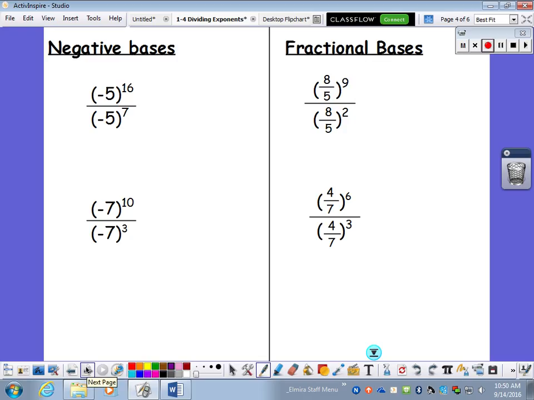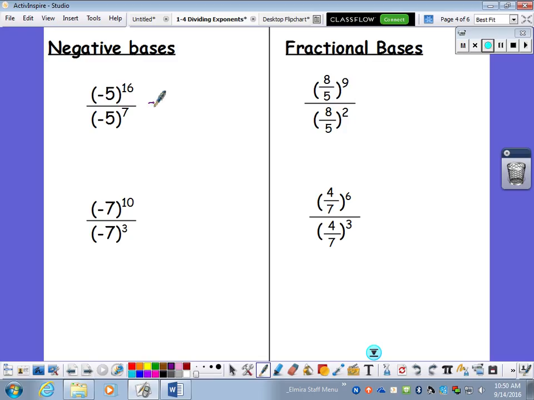Negative bases and fraction bases. The only thing that makes this look more complicated is these have parentheses. Well, don't let that throw you. The parentheses are there because negative bases and fractions have to have parentheses around them. Okay? It holds the negative and the 5 together, and it holds the 8/5 together for the exponent of 9 to apply to the whole fraction. Without the parentheses, the 9 would only go to the 8 instead of the whole fraction.